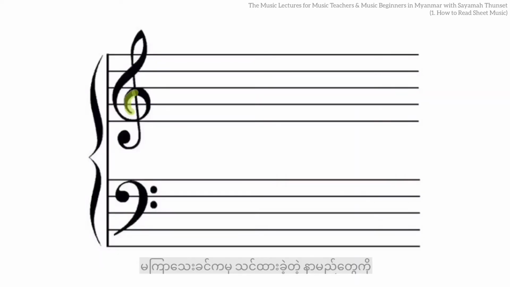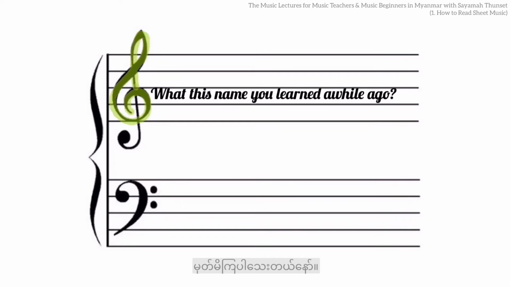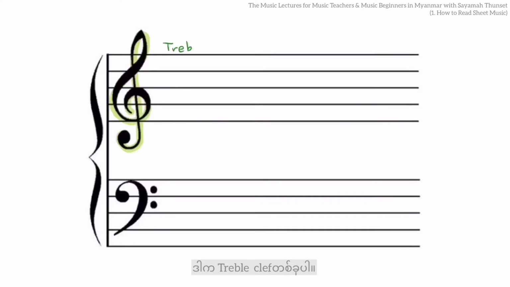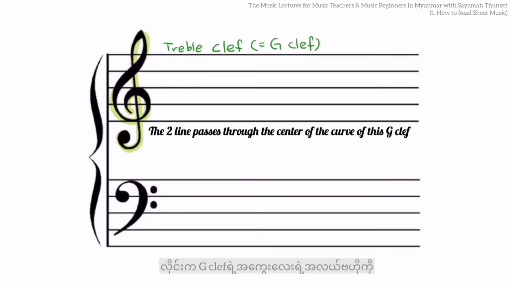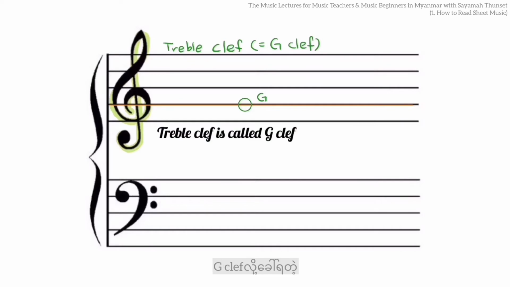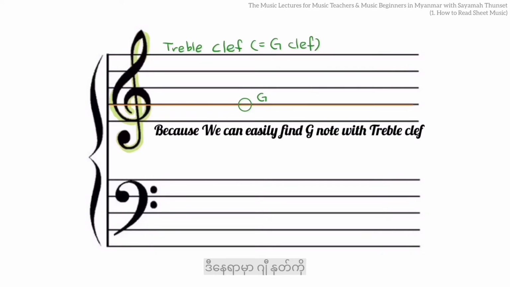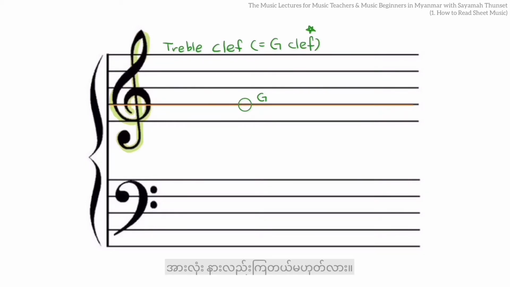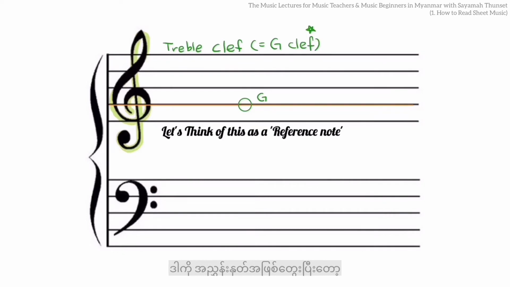Do you remember the name of this one you learned a while ago? Right, it was a treble clef, and its nickname is G clef. The second line passes through the center of the curve of this G clef. If you draw a note on this second line, this becomes the G note. This clef is called G clef because we can easily find the G note with this clef. All understood? Then let's think of this as a reference note and remember it.